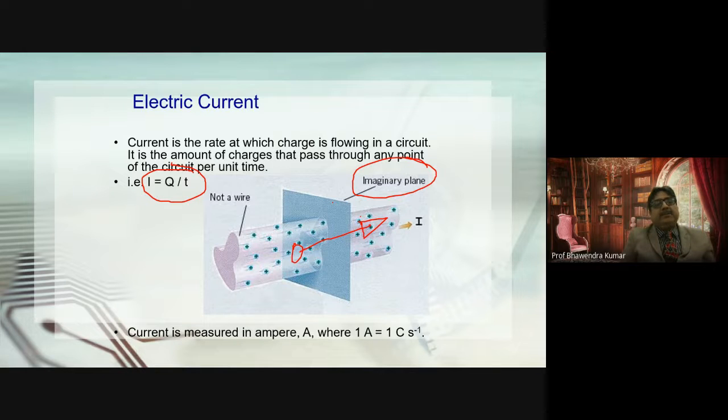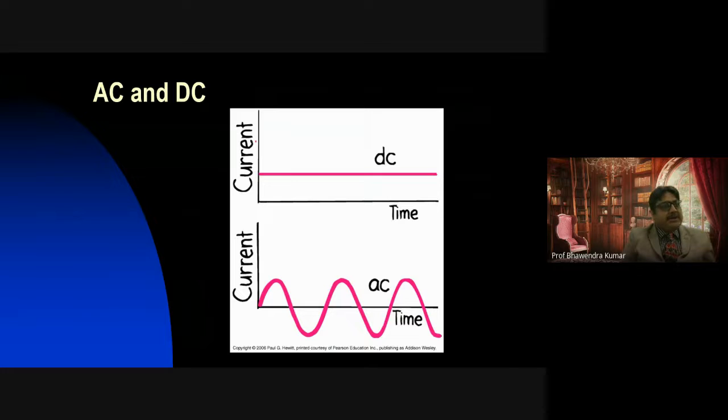The SI unit of current is what? Amperes, and 1 ampere is 1 coulomb per second. I hope you understand the currents are of two types. One is DC, in which the current is constant, right? Other is AC, in which the current is variable. Our present focus is on DC current, the current which remains constant with time. We'll study AC current later when we discuss EMI. After that, we'll discuss AC.